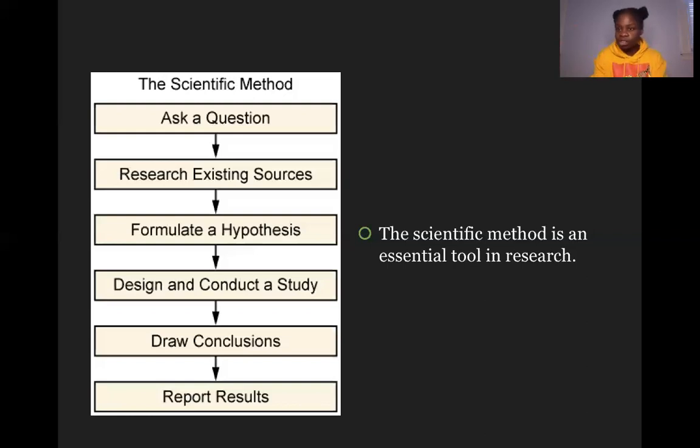Then you need to draw conclusions. Once you've designed your study, you can now draw some conclusions, okay? You can now tell people some of the findings that you have found. Next and last, you report the results, okay?